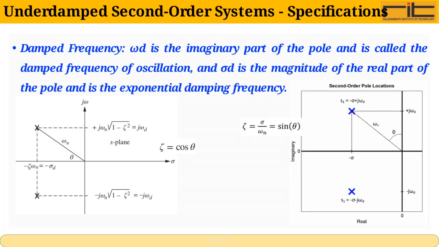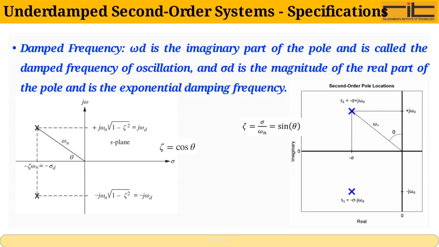Here, we're focusing on two key parameters in underdamped second-order systems: the damped frequency, omega d, and the exponential damping frequency, sigma d. The damped frequency, omega d, represents the frequency of oscillation that occurs when the system is underdamped, and it's derived from the imaginary part of the system's pole.